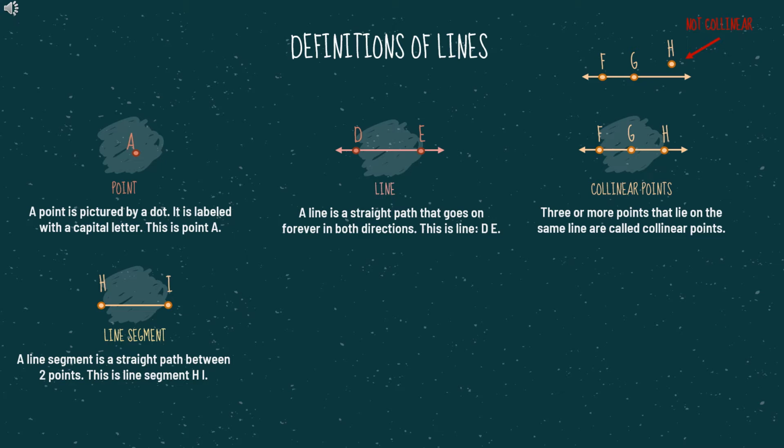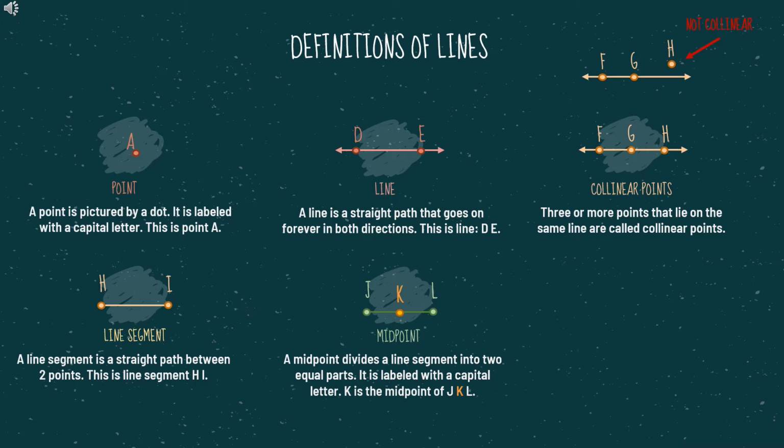Now let's look at a line segment. A line segment is a straight path between 2 points. As you can see, this is line segment HI. So have a look at the line. Can you see that it does not have arrows on either side? It has points. So the circles on the end of each line mean that we are only talking about this small piece of the line. It's not a line that goes on forever and ever. We're talking about a piece of the line.